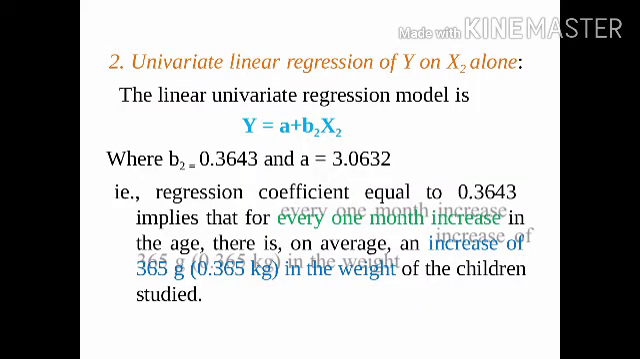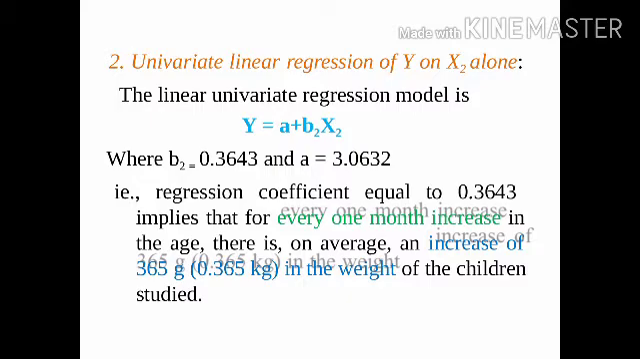The second univariate linear regression is of y on x2 alone. The linear univariate regression model is y equal to a plus b2 x2. Why is it called univariate regression? Here we are taking only one independent variable for predicting a dependent variable. So this type of model is considered univariate regression. If we are considering more than one independent variable, we call it multiple linear regression.